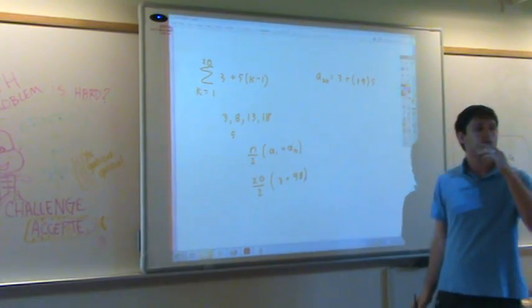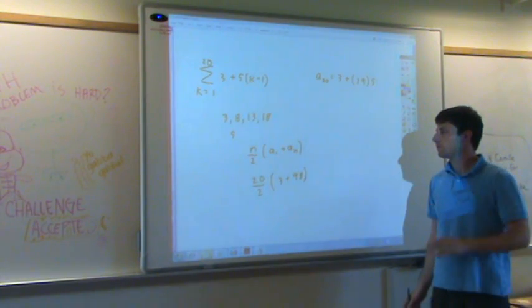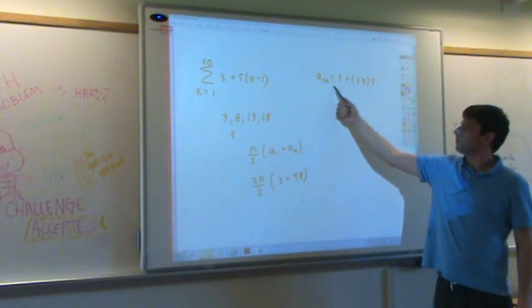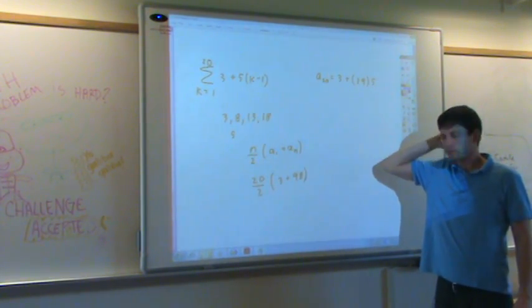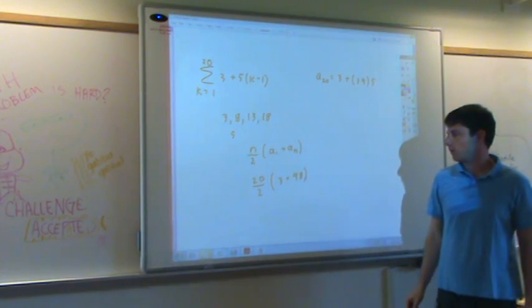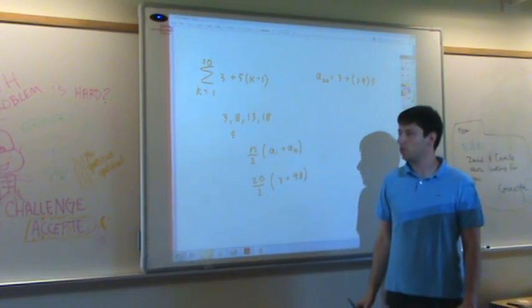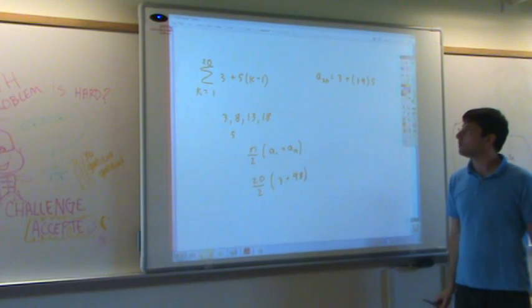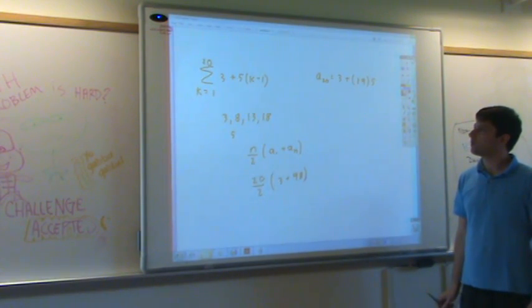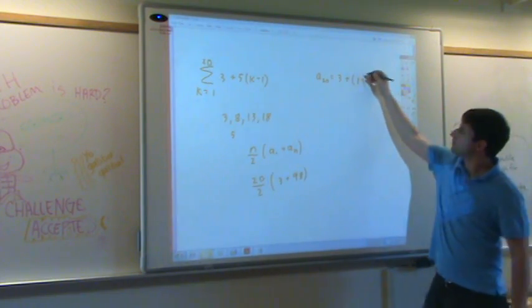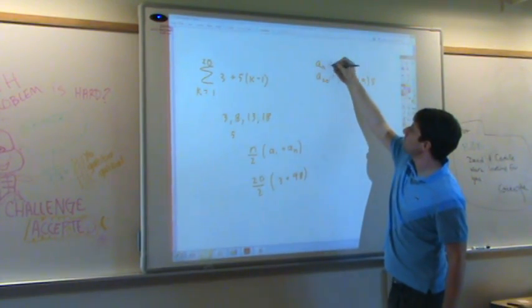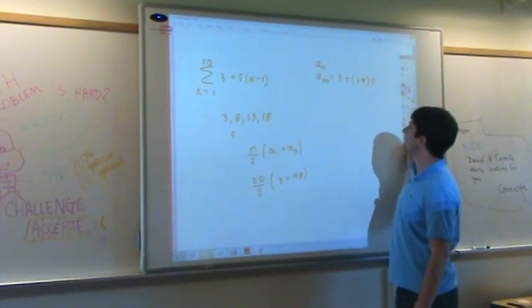Was that the question? 98. Oh, 98. Yeah. Okay. So then we get, wait, I have a question. So what happened to the 5? So we know 3 is our A1, the first term, and the 5 is what? Is that the constant? 5 is the constant, yeah.